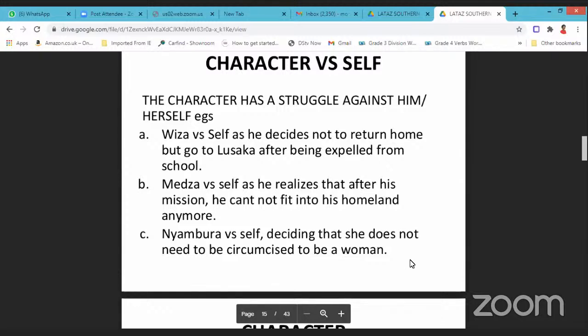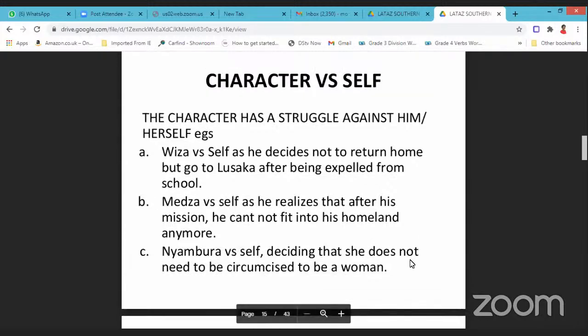The second example, Medza versus himself. As he realizes that after his mission, he can't fit into his homeland. He can't go back to his father's house and fit in because he had undergone so much change and did not agree with some of the rules and beliefs of his father. So he decides to leave along with his cousin, Zambo.